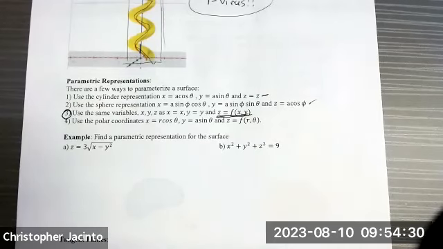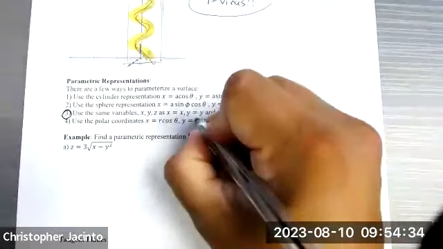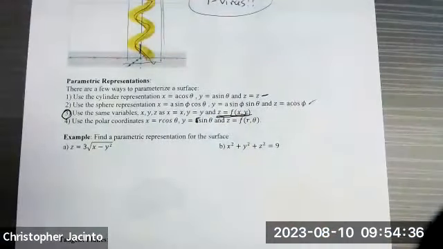It is, again, X equals R cosine theta, Y is equal to R sine theta, and Z is in terms of R and Z.